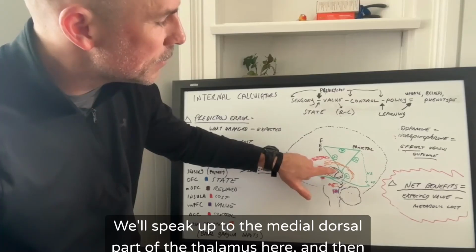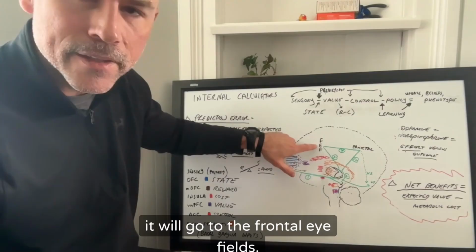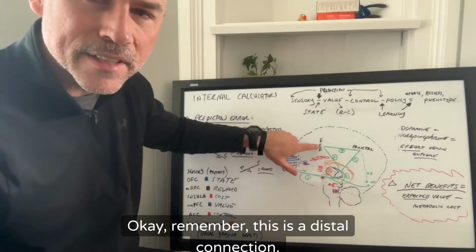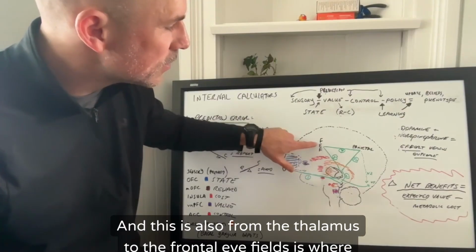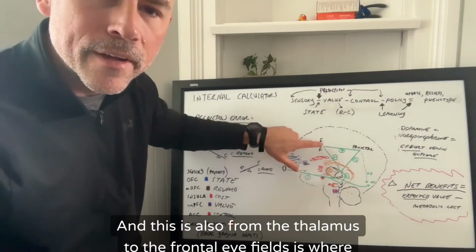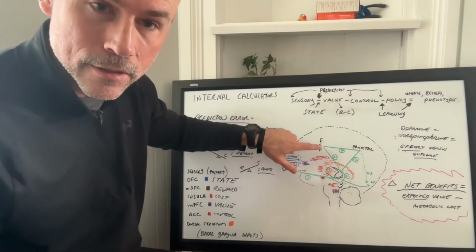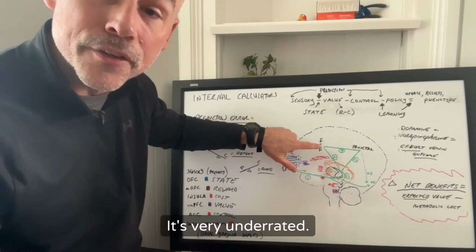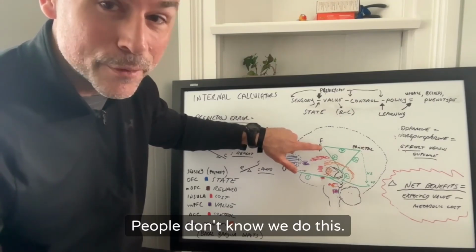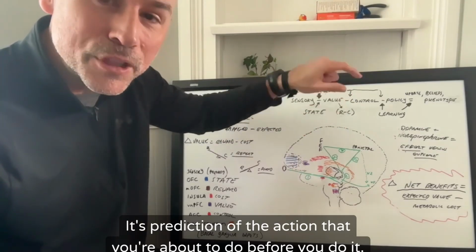And the superior colliculus, that machine-like structure, is very powerful. It'll speak up to the medial dorsal part of the thalamus, and then it will go to the frontal eye fields. Remember, this is a distal connection. And this is also from the thalamus to the frontal eye fields, where that corollary discharge is being made and sent. Pretty good episode about the corollary discharge. It's very underrated. People don't know we do this. It's a prediction of the action that you're about to do before you do it.